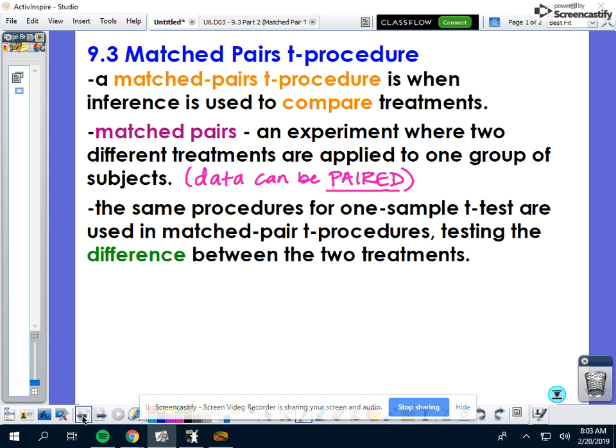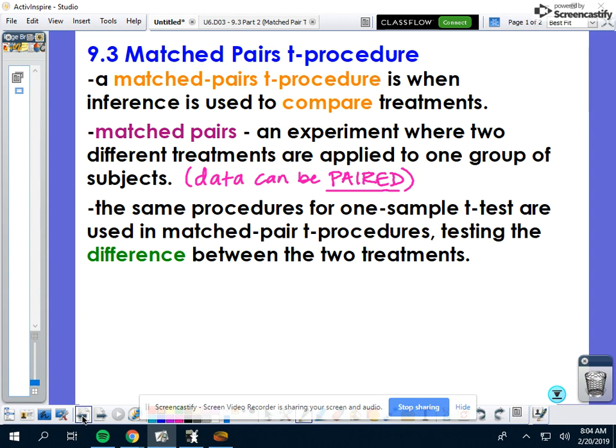We're starting off today with just a quick little page about what matched pairs t procedures are. The first thing is that we want to use it when we compare treatments. We also use two sample t procedures to compare treatments, but the main difference is that with matched pairs, you have one group of subjects that has two measurements each, or you have a pair. So you want to make sure you pay attention. If the data can be paired, then it's going to be a matched pairs procedure.